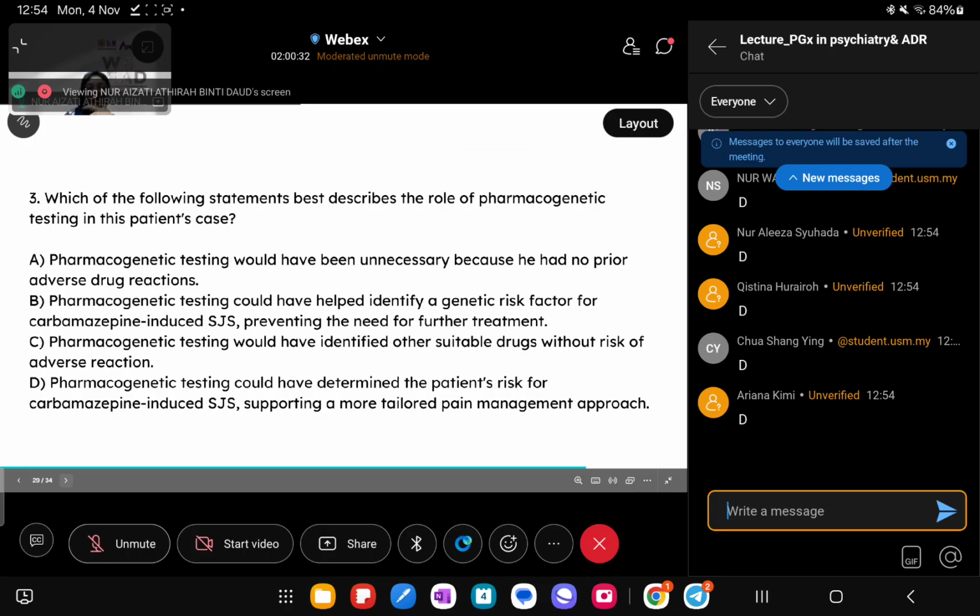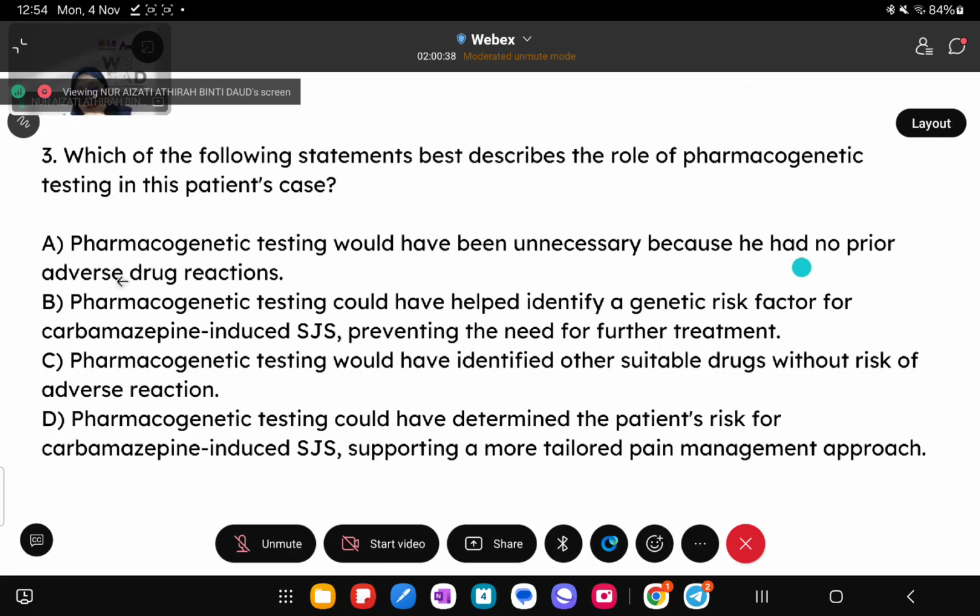Okay, are the others wrong? Yes. A, pharmacogenetic testing would have been unnecessary because he had no prior. Wrong. B, pharmacogenetic testing could have helped identify genetic risk factor for presenting the need for further treatment. No, because we want the patient to get treatment.